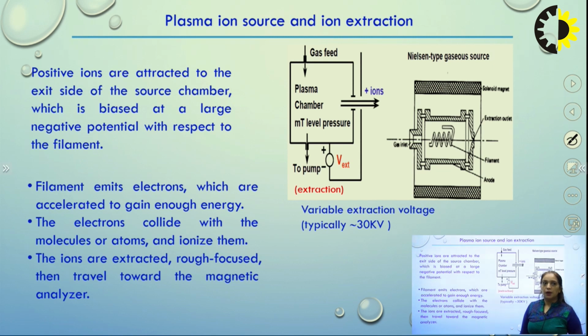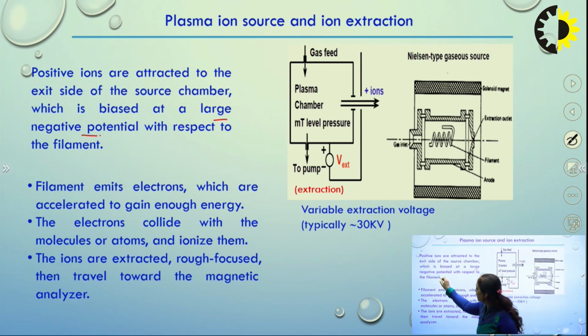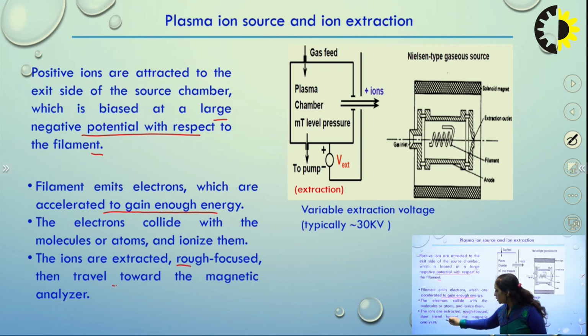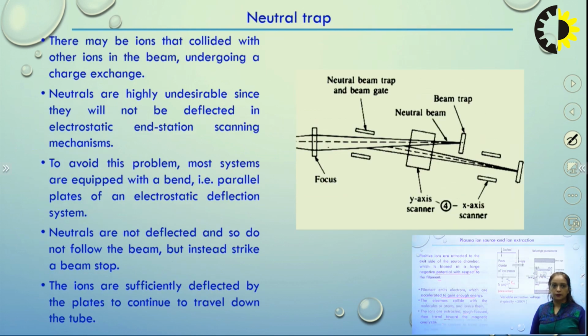Then we have the plasma ion source and the ion extraction. In this plasma ion source, positive ions are attracted to the exit side of the source chamber, which is biased at a large negative potential with respect to the filament. The filament emits electrons, which are accelerated to gain enough energy, and the electrons collide with the molecules or atoms and ionize them. The ions are accelerated and then focused towards the magnetic analyzer.